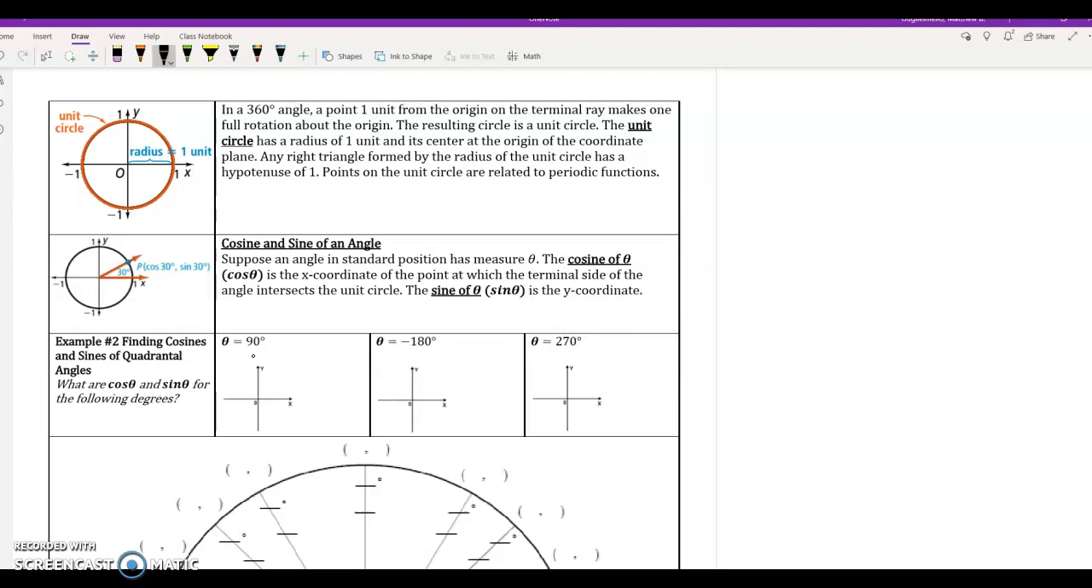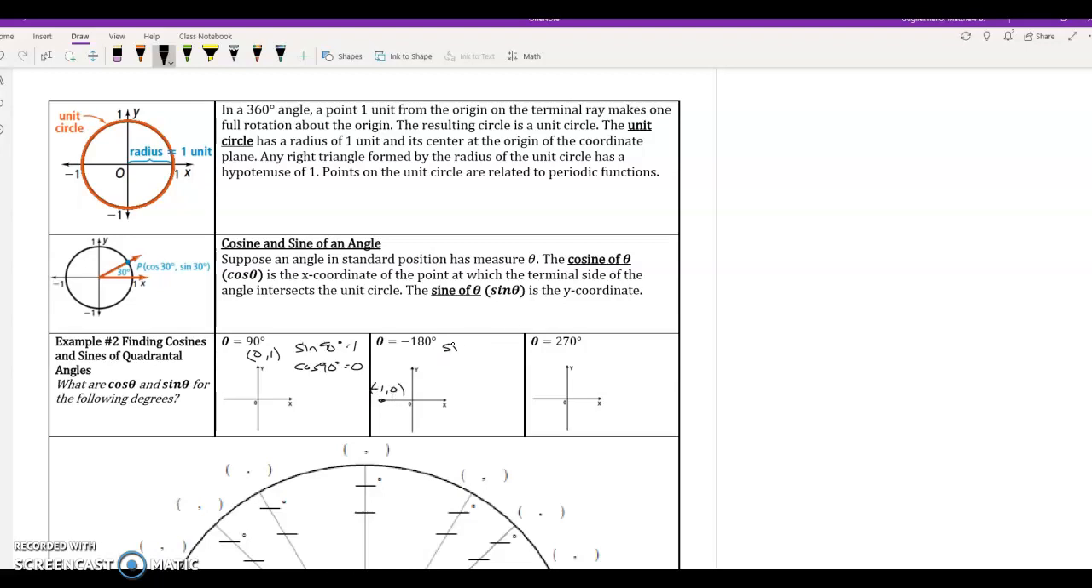So if you have a 90-degree angle, this coordinate is 0, 1. The sine coordinate is always the y coordinate. So for the sine of 90, you would attribute it to the y coordinate of 1. For the cosine of 90, you would give it to the x coordinate of 0. Okay. For negative 180, that's down here.